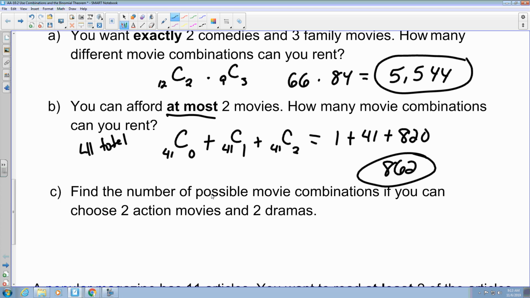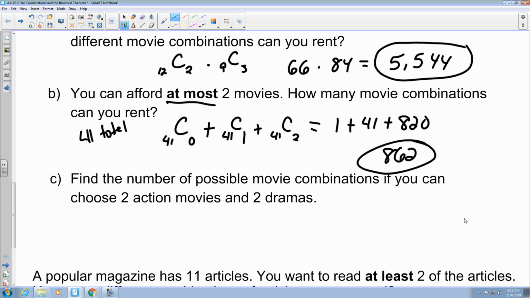The last one here says find the number of possible movie combinations if you can choose 2 action movies and 2 dramas. Even though it doesn't say exactly, it doesn't say at most or at least. So they're looking for 2 action, 2 dramas. So this is a multiplication problem. This is a combination where we have 8 action movies and you're getting 2 of them, times the combination of 7 dramas and you're getting 2 of them.